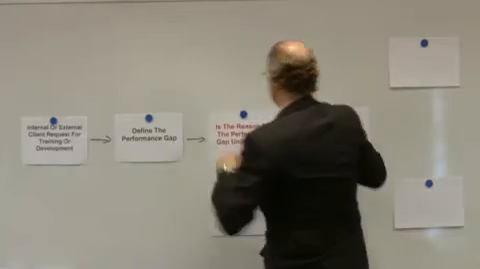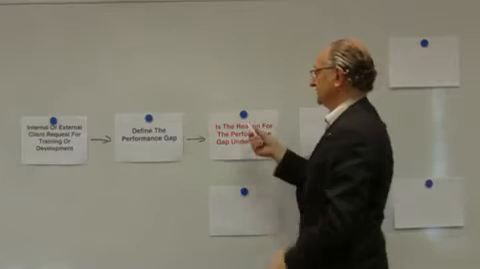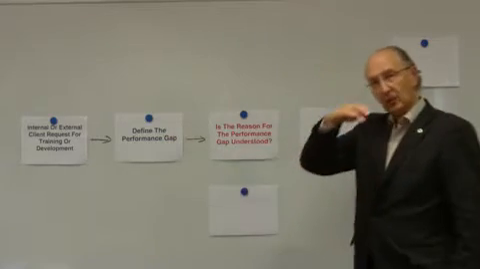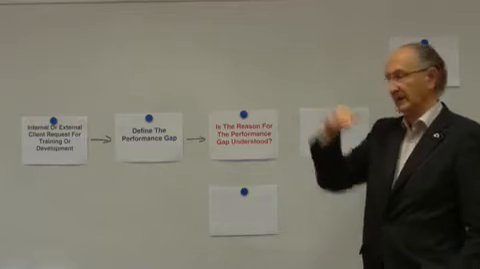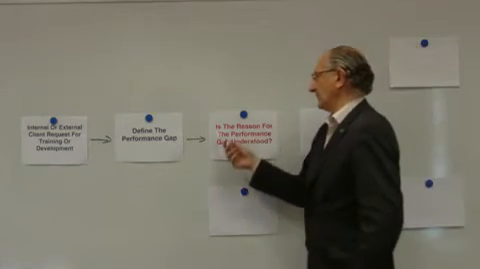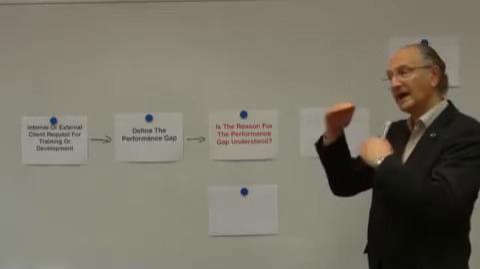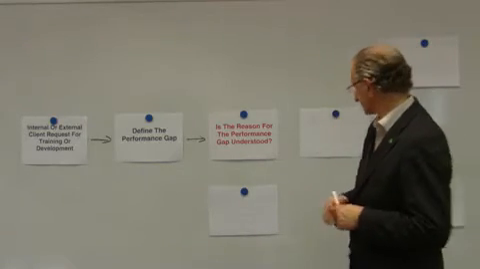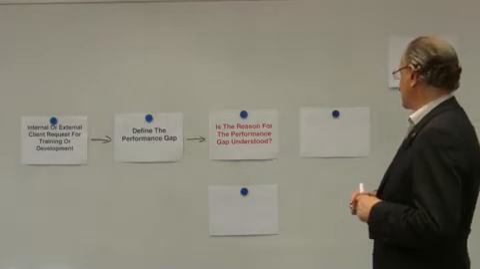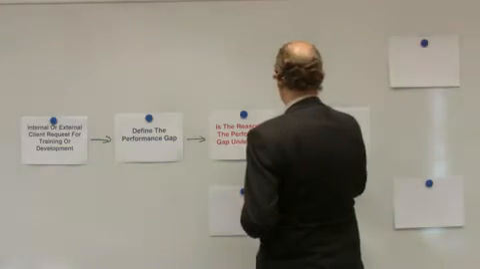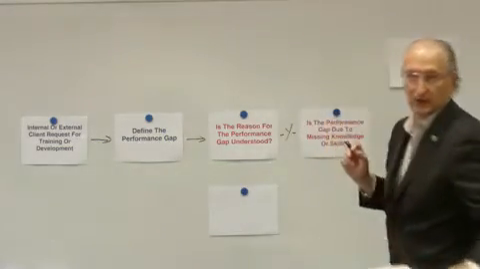And the next step is: is the reason for the performance gap understood? So we're defining where there is a shortfall between what the person or the group currently does and what they need to do. And now what we've got to define is whether the reason for the performance gap is understood. Why is there this shortfall? Now, is the reason for the performance gap understood? If the answer is yes, then that leads us to a second question.